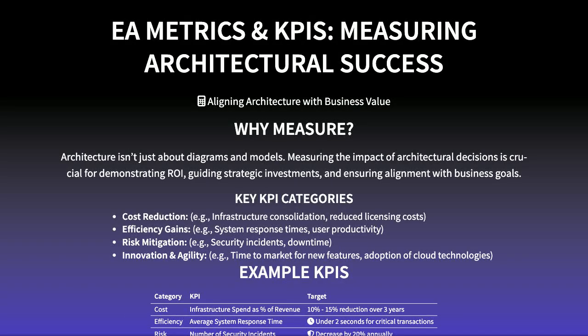Okay, let's talk about how we measure the success of our IT architecture. It's not enough just to have pretty diagrams. We need to understand if these architectural changes are actually delivering value for the business. We break down measurement into key categories, things like reducing costs, boosting efficiency, minimizing risk, and even driving innovation. You'll see a table showing some example KPIs with targets that illustrate what success looks like. Think about using the SMART framework, making sure your goals are specific and clearly defined to help you track progress effectively.